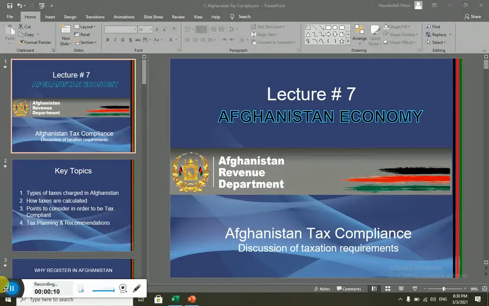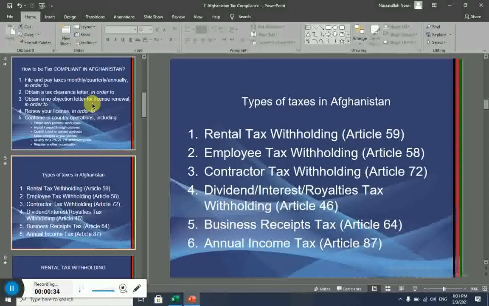Last time we had a discussion on the topic of Afghanistan tax compliance, and there was a great discussion on the types of taxes in Afghanistan. There were 6 types of taxes applicable in Afghanistan, out of which the first 3 have been discussed: rental withholding tax, employee withholding tax, and contractor withholding tax. We also had a discussion on how to calculate these taxes.